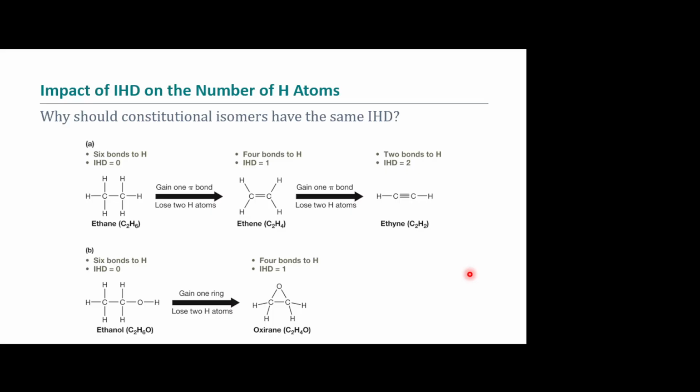Okay, so why should constitutional isomers have the same IHD numbers? Can constitutional isomers ever have different numbers of IHDs? Yeah, they would have different formulas, wouldn't they? They'd have different hydrogens. Exactly. Perfect. So you literally just can't do it. At that point, they're just totally different molecular formulas, aren't they? And that difference would be the hydrogens there.